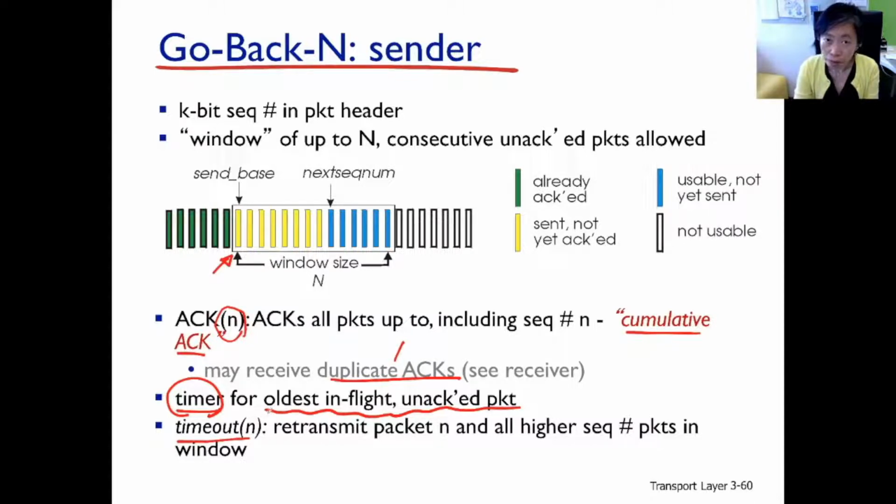If it's unfortunate and we do have packet loss such that the timer times out, then we retransmit the entire flight of packets, starting from n all the way to the highest number that's not yet ACKed. That means starting from the send base all the way to the last of the yellow packets. So timeout indicates the entire flight of the yellow packets will be retransmitted.